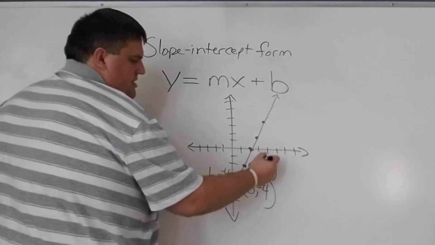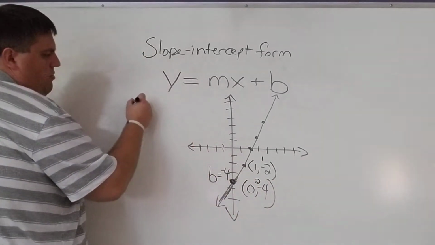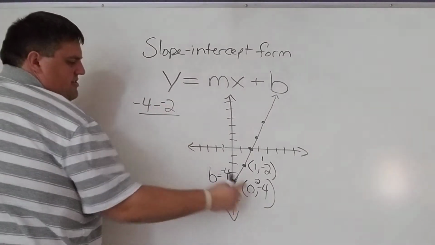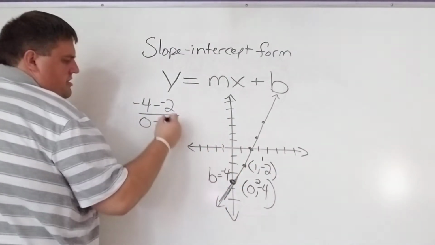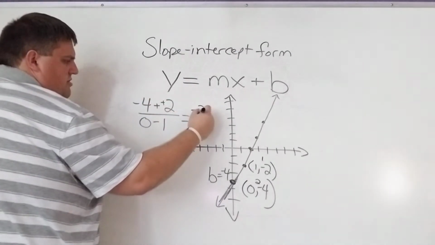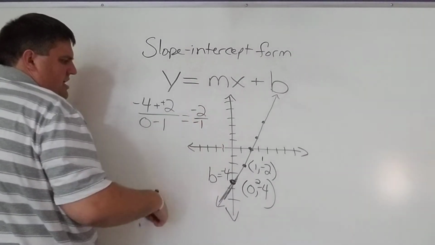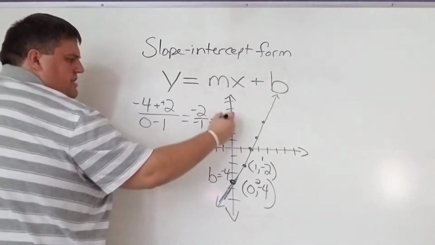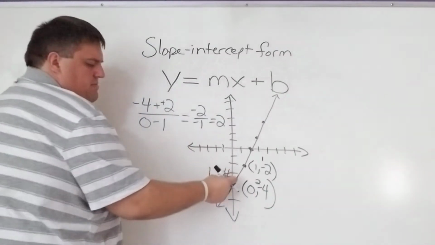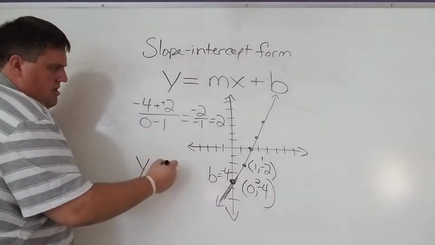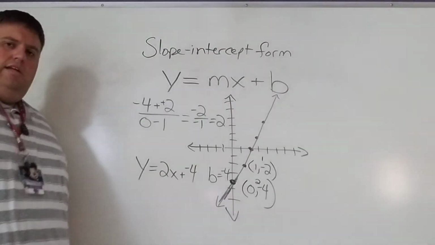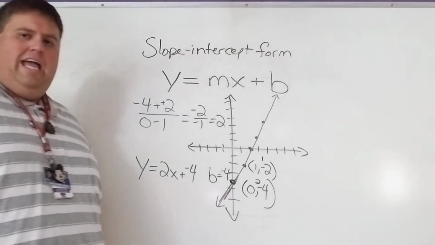So this is number 1, this is number 2. I'm going to do y2 minus y1 over x2 minus x1. And -4, I'm going to bam bam. -4 plus 2 is -2. 0 minus 1 is -1. And a negative divided by a negative, we know, is just a positive 2. So my slope is 2. My y-intercept is -4. Now I can write my equation. y equals 2x plus -4. And there you go. That's our equation of our line in slope-intercept form.